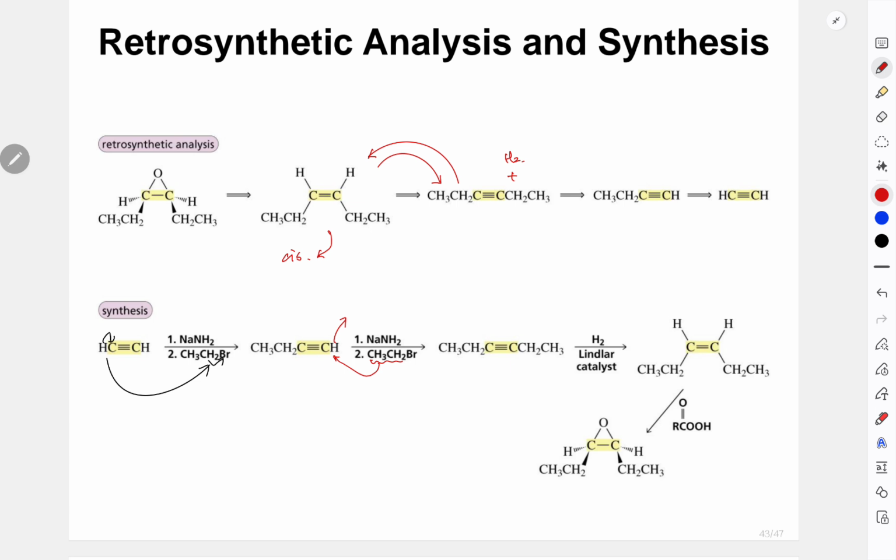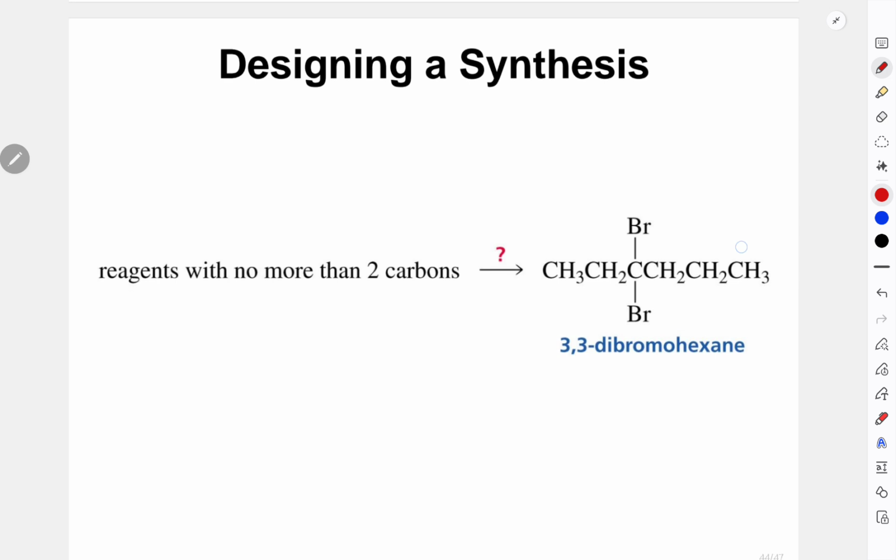Right. What about this one? 3,3-dibromohexane. This is a geminal dihalide. So you can recall some reactions, right? We discussed the product in this form in our alkyne chapter. And here's a condition. You need to use reagents with no more than 2 carbons, right?